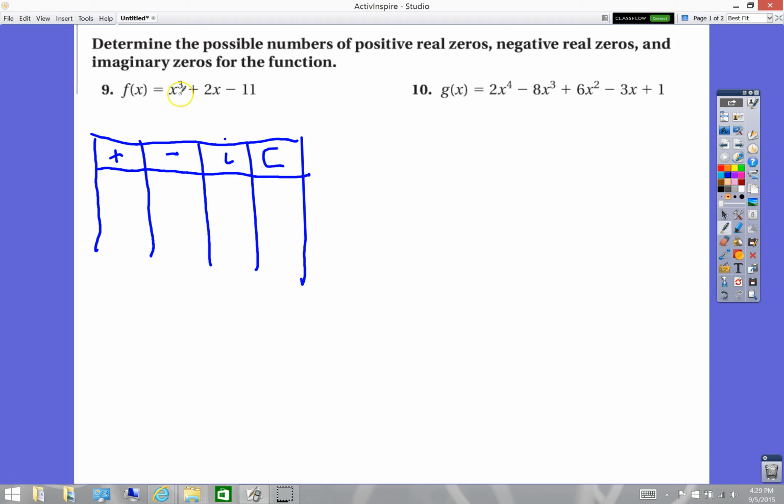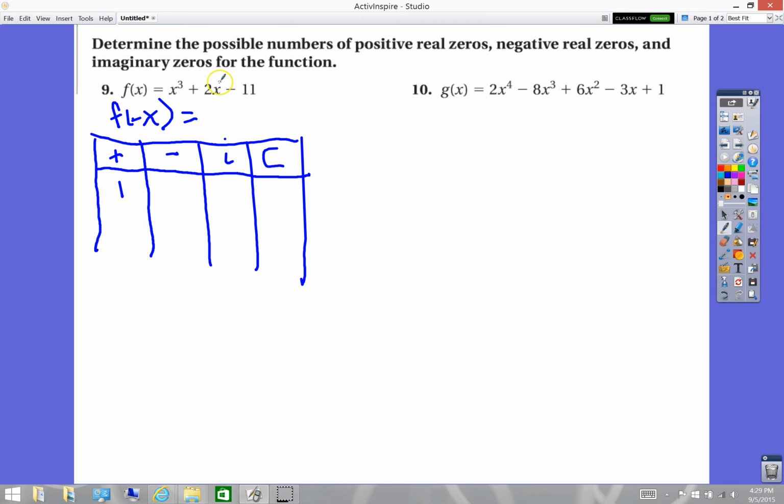So let's see, how many changes of sign do you see here? Positive, positive, negative. 1. Okay, so you're either going to have 1 positive real zero, or you could have less than that by an even number. But that doesn't make sense because 1 minus 2 is negative 1, and you're not going to have negative 1 zeros.